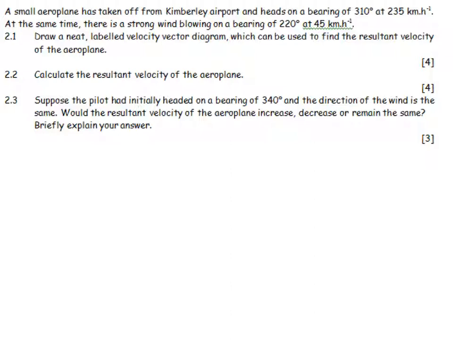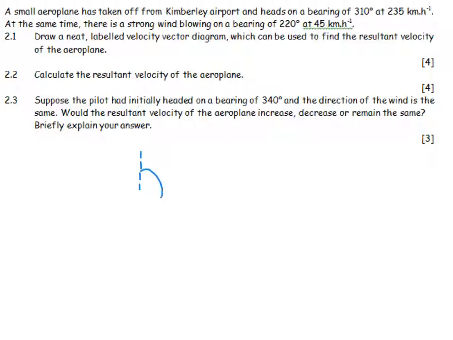A small aeroplane has taken off from Kimberley Airport and heads on a bearing of 310 degrees at 235 kilometers per hour. At the same time, there's a strong wind blowing on a bearing of 220 degrees at 45 kilometers per hour. Draw a neat labeled velocity vector diagram which can be used to find the resultant velocity. Now the important thing is that it does need to have a ruler. It doesn't need to be accurate in terms of measurement, but it must be neat and well labeled.